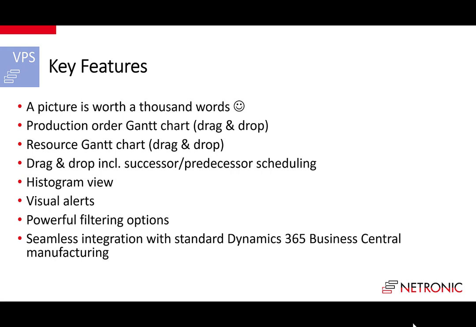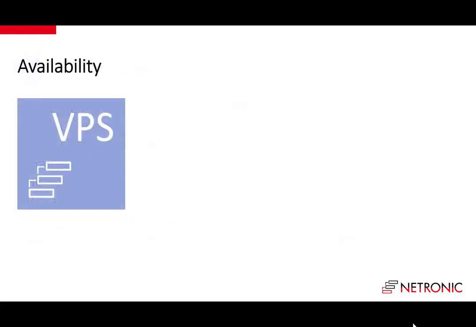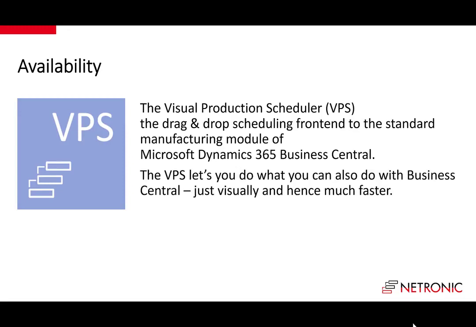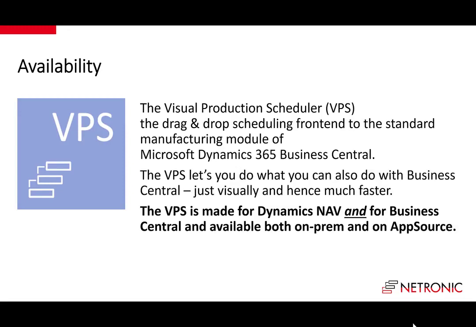The histogram view gives you capacity utilization overview, and the VPS provides you with visual alerts so that you can take actions fast. It comes with powerful filtering options, and it seamlessly integrates with standard Dynamics 365 Business Central Manufacturing. The VPS is available for all Business Central versions as well as for Dynamics NAV and is available both on-prem and on the Microsoft AppSource.